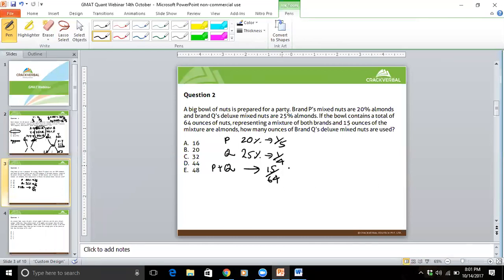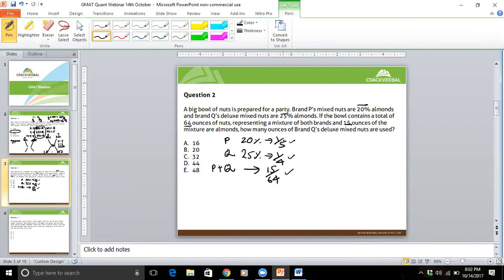So the safer approach, since I've been given percentages and here I've been given a definite value, would be to convert the percentages into a fraction and then use the fractions to figure out what values you're going to use in the mixture diagram. I'm going to use 1 by 5, 1 by 4, and 15 by 64. It's not going to be very feasible to subtract the fractions because the denominators are different. So I'm going to find the LCM of 5, 4, and 64, and you'll realize the LCM here is 64 into 5, which is 320.